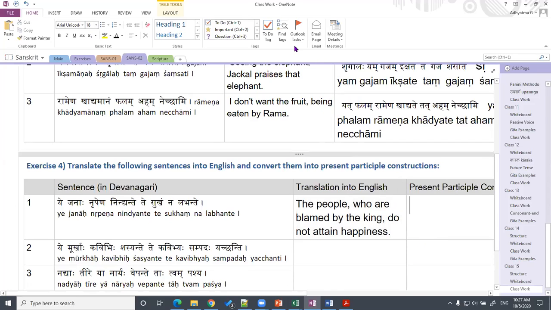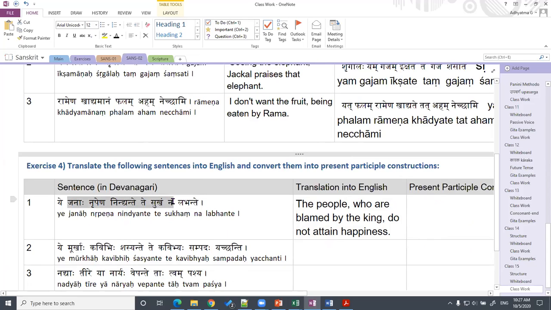Okay, so present participle. How are we going to make the present participle out of this? Just like we did the opposite here. Here we will make this one as the participle, nindyante. So how will you make the participle? First the base, nindya, nindyamana, and because it is the plural qualifying janaha, nindyamanaha janaha.